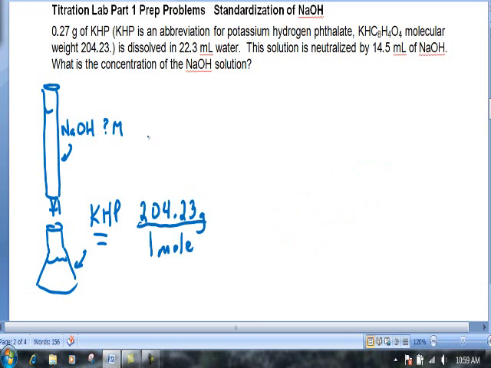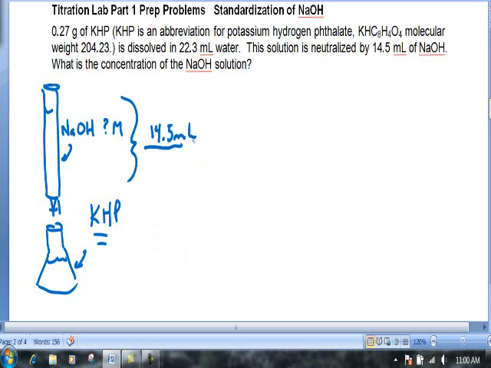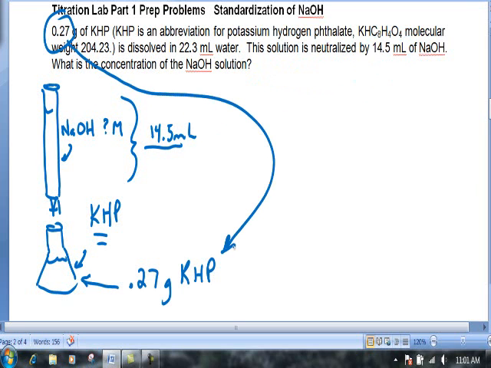For our purposes, a key part of KHP is the known quantity that KHP has a molar mass of 204.23 grams per 1 mole. This allows us to very accurately measure out how many grams we have in our flask, which lets us accurately determine how many moles of our monoprotic acid are present in the flask. Our given information in the problem tells us that we're utilizing 14.5 milliliters of our sodium hydroxide solution to neutralize 0.27 grams of KHP, which is how much KHP we've placed in the flask and dissolved in the water.